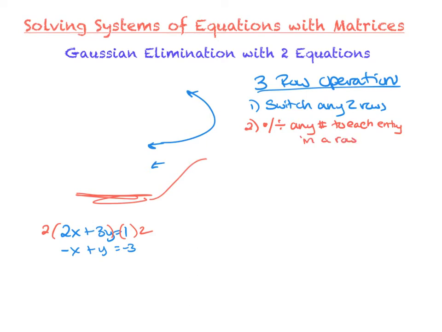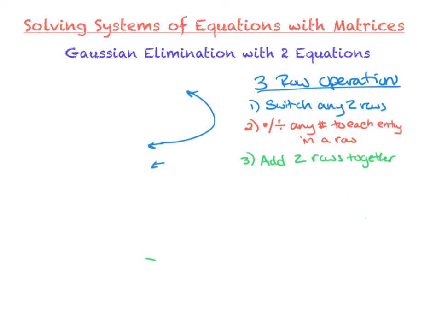And the third thing that we can do, just like when we were using the elimination method, is we can add two equations together. So for a matrix, that's akin to adding two matrices. I'm sorry, adding two rows together. So those are the three things that we can do with a matrix. We can switch any two rows, we can multiply or divide any number to each entry in a row, and we can add any two rows together.